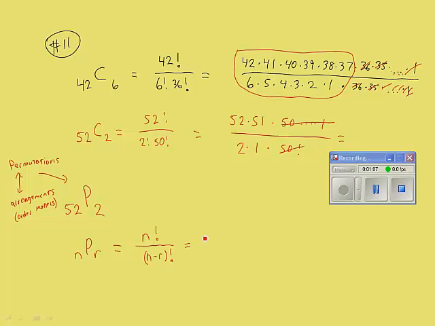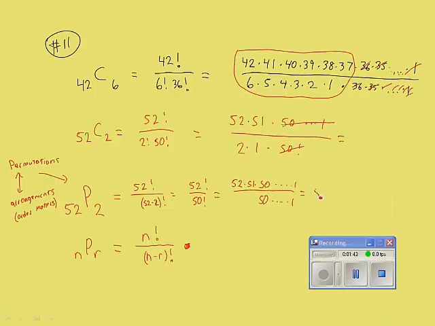So in this example, if we do 52P2, what do we get? Well, 52 factorial over what? 52 minus 2 is what? Yeah, it's 52 factorial over 50 factorial. And I could do the same trick I did before. If I write it out a little bit, I can see what's going to happen. It's just going to be 52 times 51.